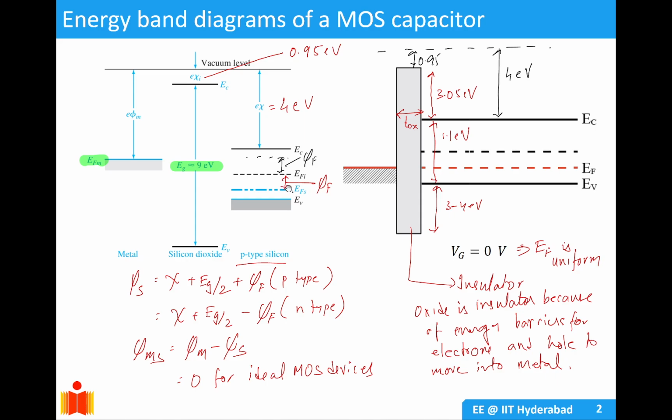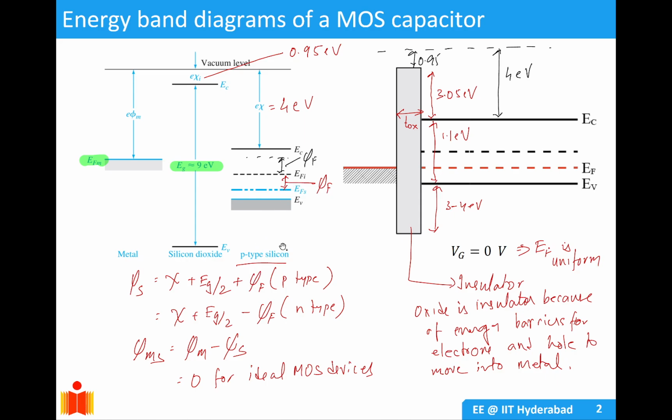If you take the distance of the Fermi level from the vacuum level, it is called phi s, which is the work function of the semiconductor. Phi s can be calculated by adding up E chi, which is your electron affinity, plus Eg by 2, plus your phi f, which is your Fermi potential.